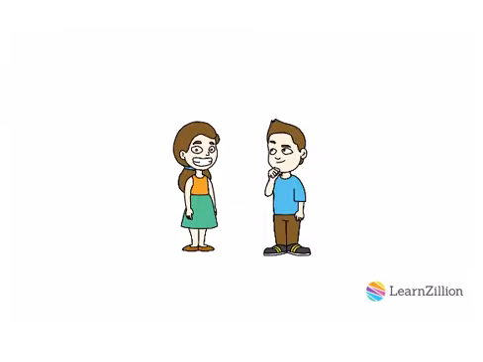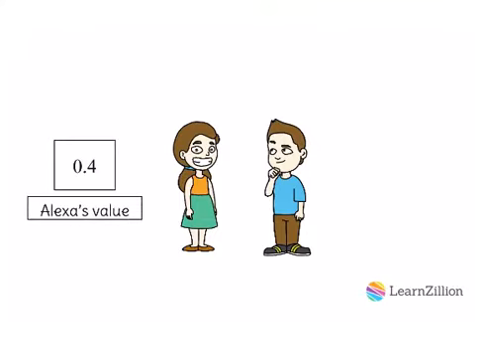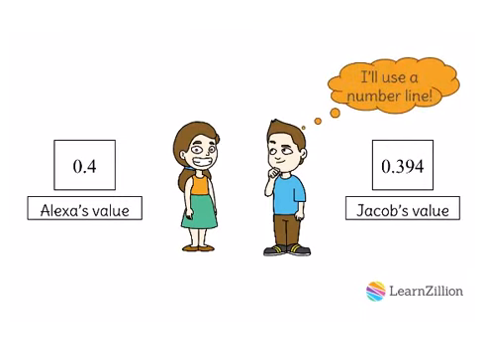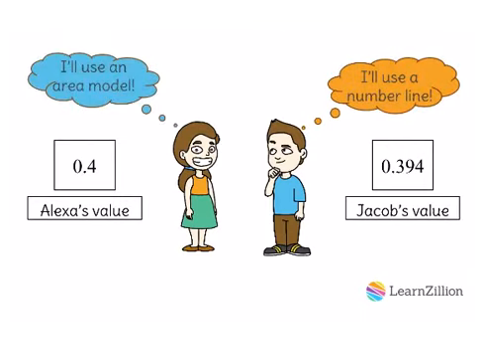In their game Dare to Compare, Alexa and Jacob need to determine which value is greater, so they know who wins this round. Alexa's card shows the value 4/10, and Jacob's card shows the value 394 thousandths. They each decide to use different models to show the two decimal values. Jacob used a number line, and Alexa used an area model.